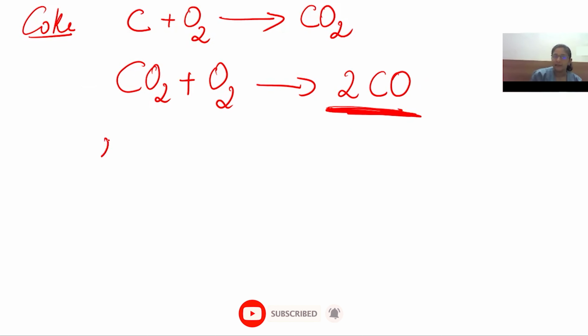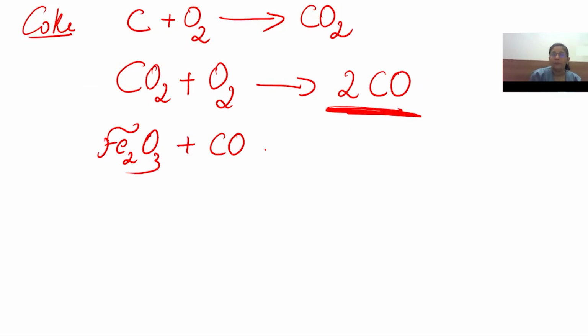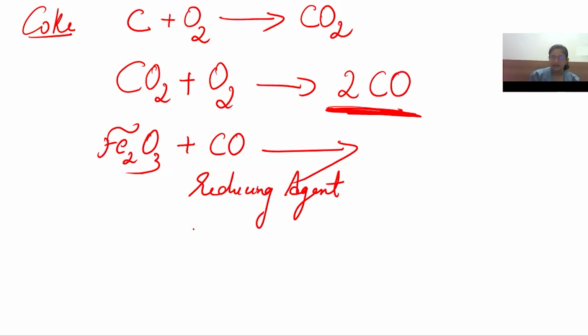In the next step, Fe₂O₃, that is the ore, will react with the carbon monoxide, and this carbon monoxide acts as a reducing agent. What does reducing agent mean? We want iron, this Fe, so we have to remove that oxygen. The reducing agent will abstract that oxygen from the iron. So you will get iron.